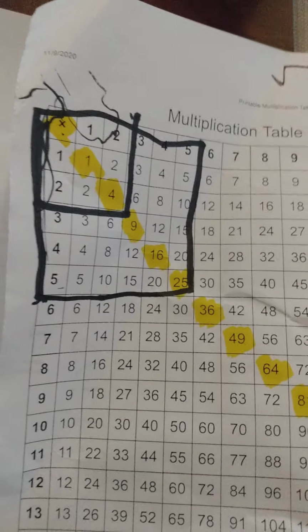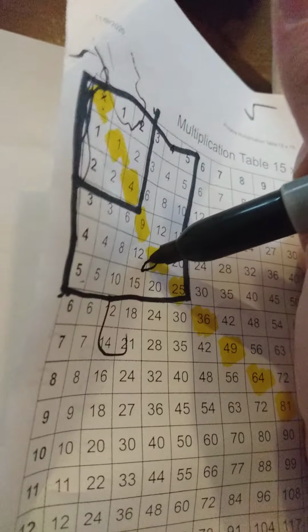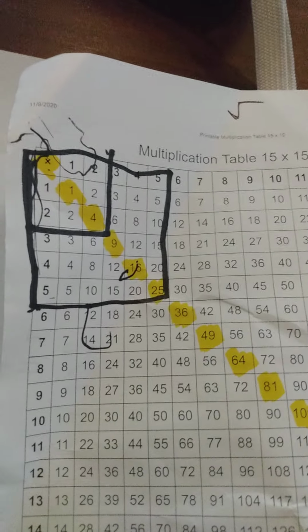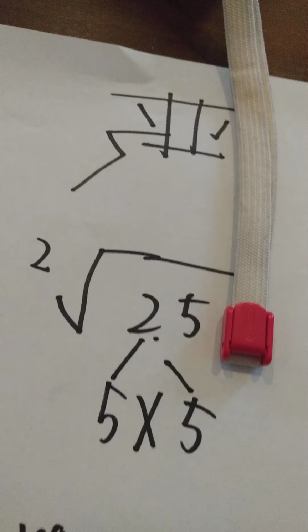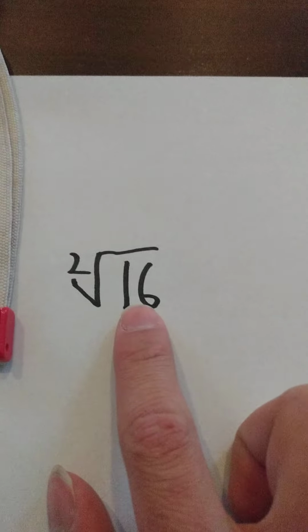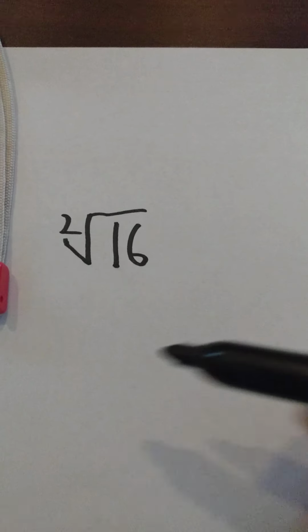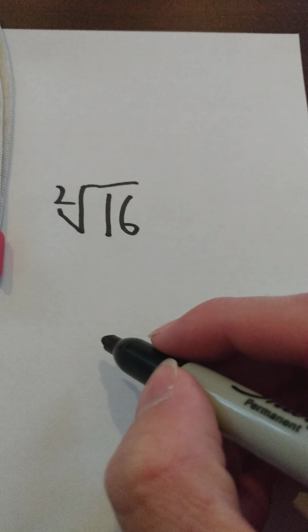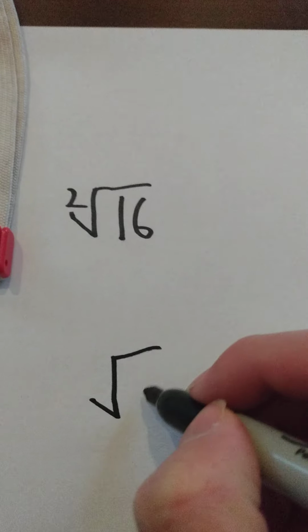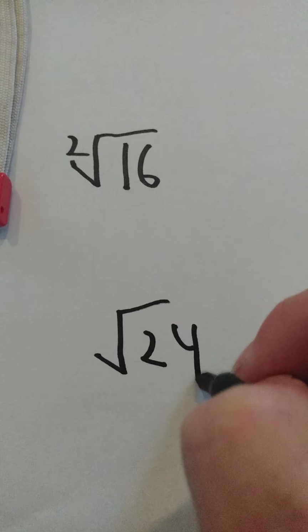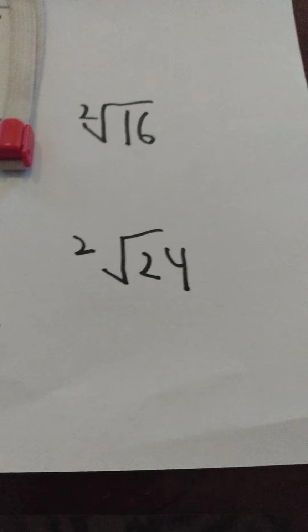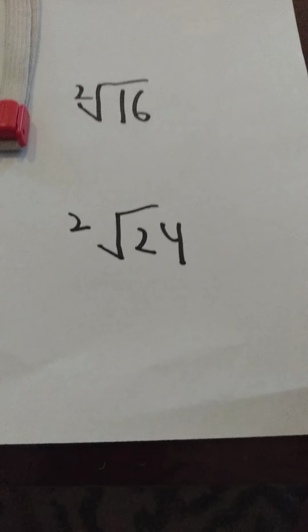Why? Because here's 16 right here, here's 16, and if we make a square, it would be a perfect square. So, that was an easy one because we knew it off the top of our heads. But let's say we try to find the square root of 24. Okay, that is going to be a problem because a number times itself cannot equal 24.